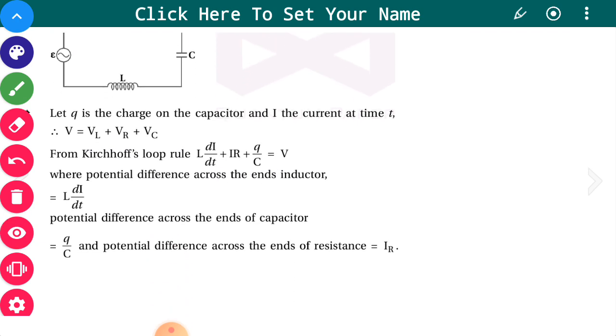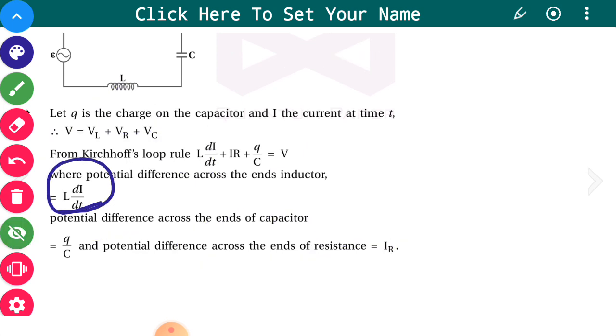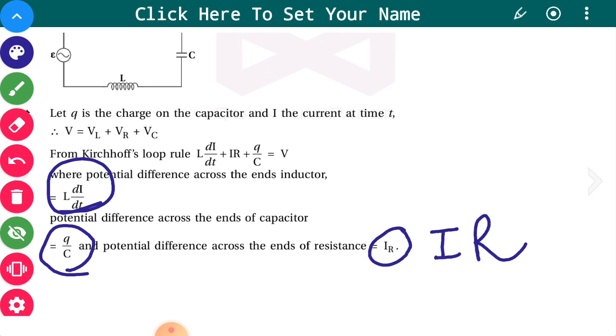These are the different potential differences shown. The potential difference across the inductor is L di by dt, across the capacitor is Q by C, and across the resistor is I into R. So this is the general equation of the total voltage applied in the LCR circuit.